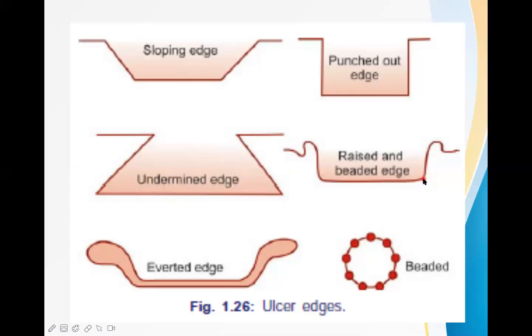Raised and beaded edge is mainly seen in basal cell carcinoma. I'll talk about everything in the coming slide. Basal cell carcinoma is a type of skin cancer. And this everted, all rolled over edge is seen in another type of skin cancer, which is known as squamous cell carcinoma.